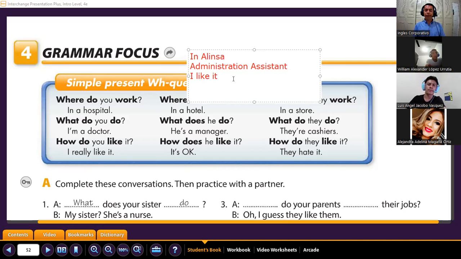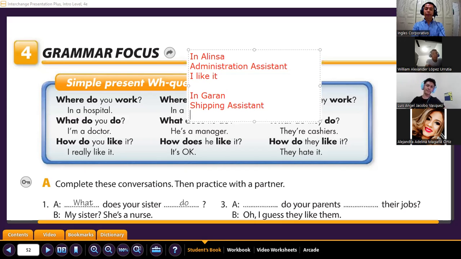Now, what about you, Luis? Where do you work? In Garant. Garant? Without the T, right? In Garant. And what do you do, Luis? I'm an assistant of shipping. Shipping assistant, right? Okay. And how do you like it? Yes, I like it. You like it. Good.